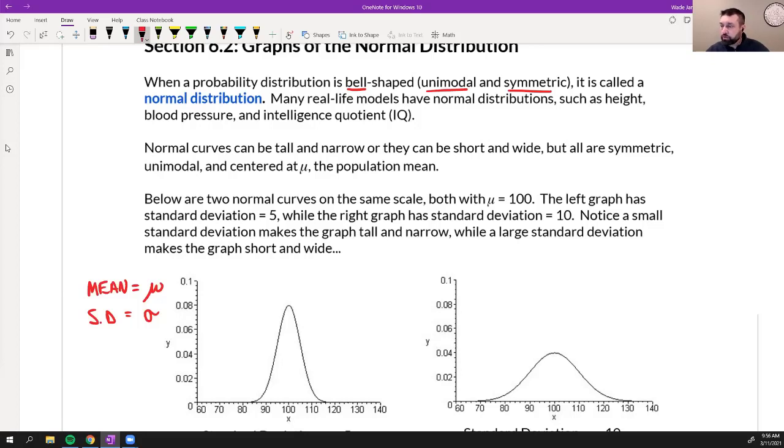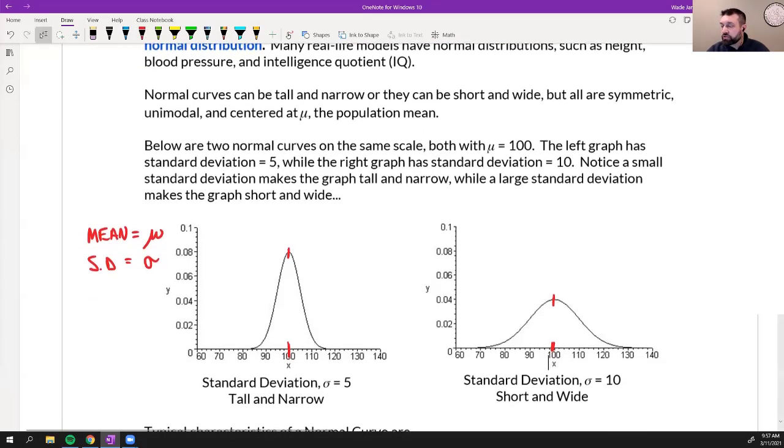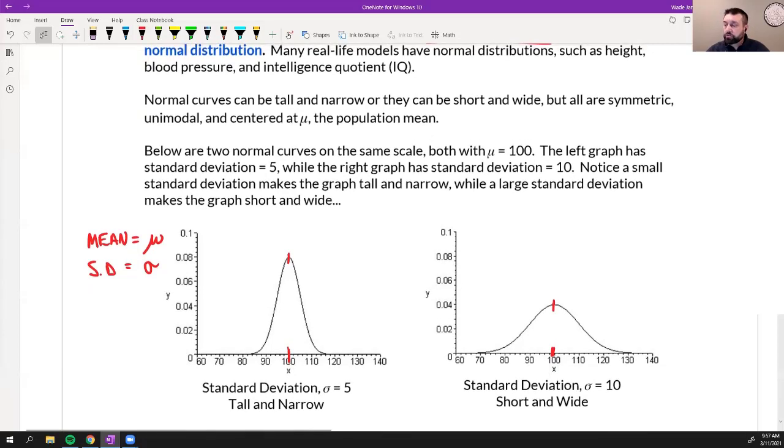And here are two normal curves. Both of them have means at 100. So you can see the first one has a mean at 100 and the second one has a mean at 100. What's different between the two is their standard deviation. So if you take a look at the first curve, you'll notice that it has a standard deviation of 5, which means its data is clumped together. Remember our conversations about standard deviation and how it's a measure of the clumpiness of a data set? And so standard deviation of 5 means that the data is clumped together.